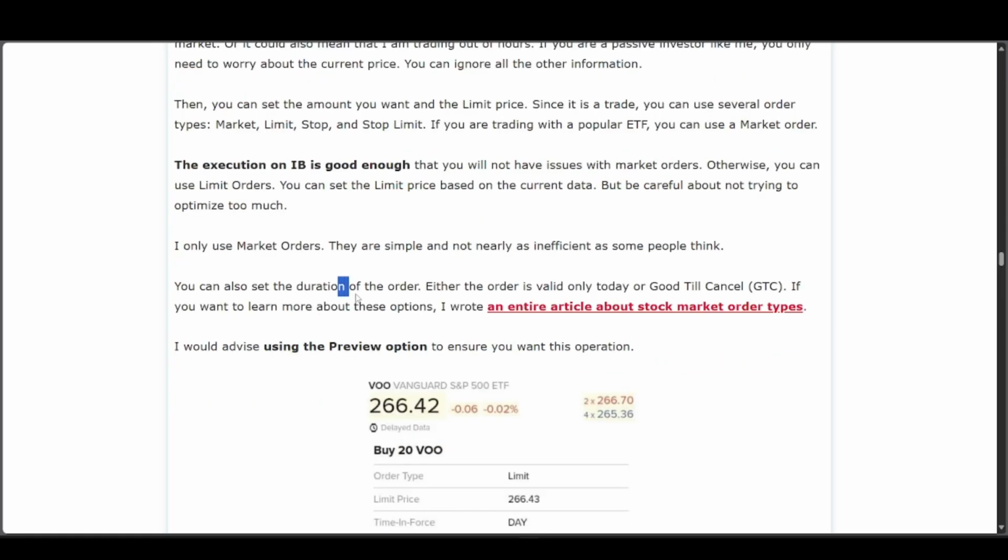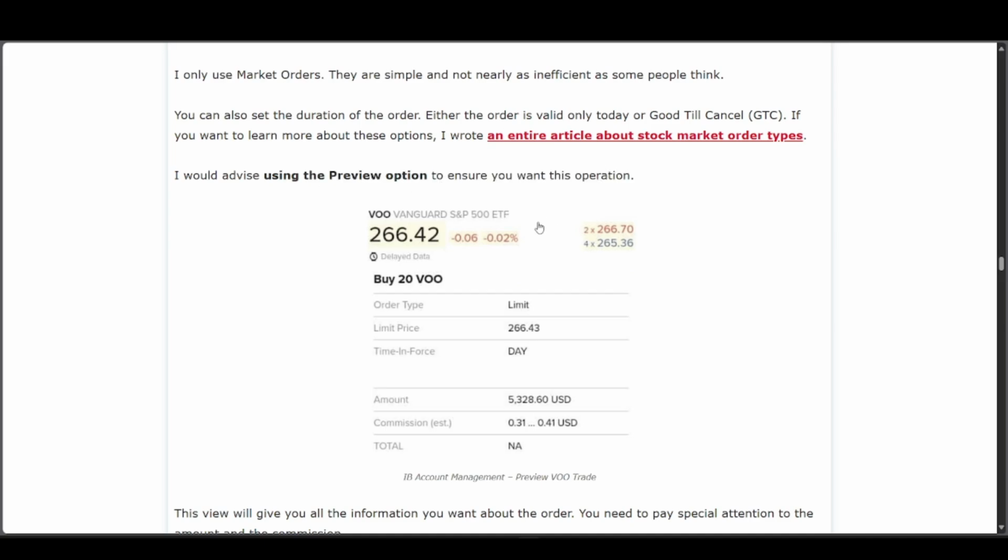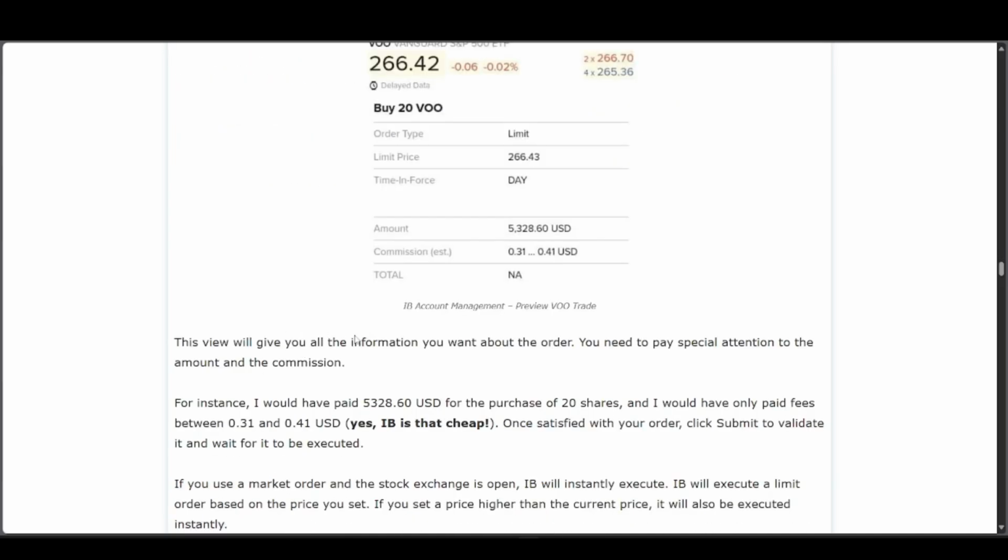You can also set the duration of the order. Either the order is valid until today or good till cancel. It is advised to use the preview option to ensure that you want the operation, and the view will give you all the information you want about the order. You need to pay special attention to the amount and then the commission over here. For instance, for the purchase of 20 shares only, you would have paid fees between 0.31 and 0.41 USD.